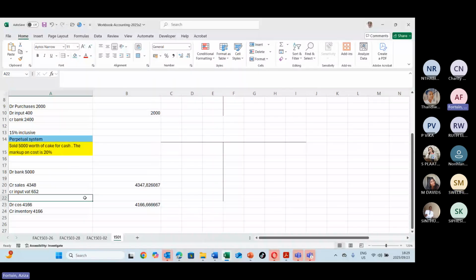Oh, it's another mistake. Why are you having input VAT here? It's output VAT, eh? Output VAT is on sales. Yes, sales is output. Purchases is input. You see the silly mistakes that you people make. Sales is output and purchase is input.